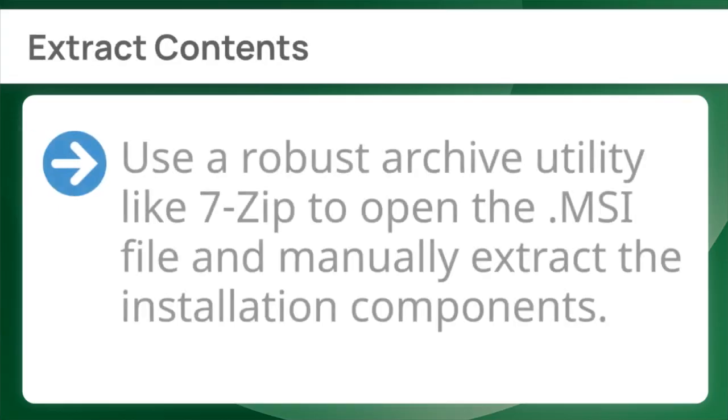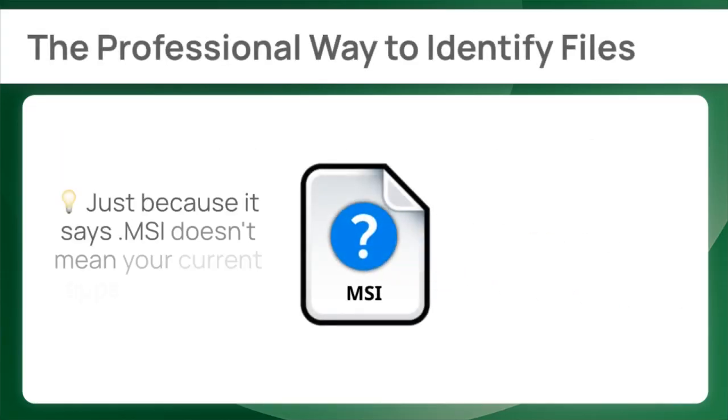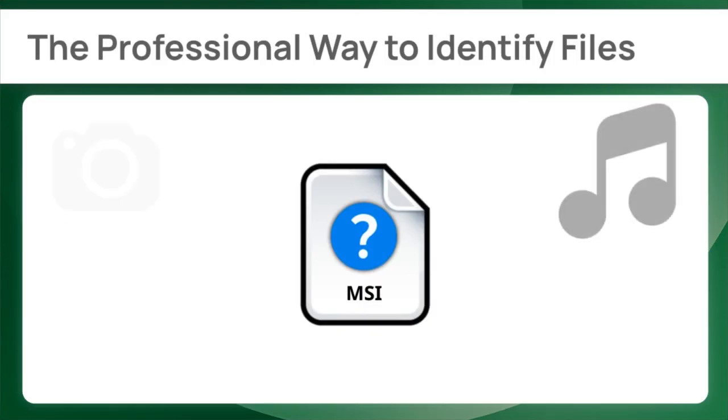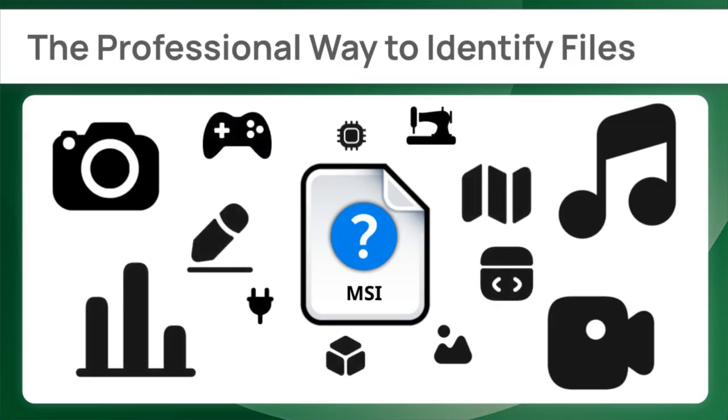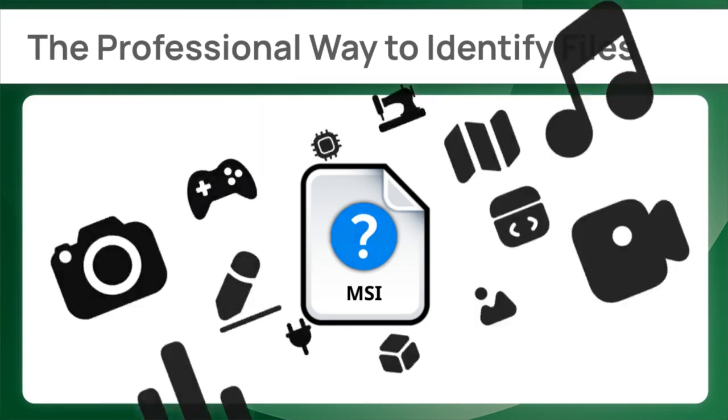Finally, extract contents. Use a robust archive utility like 7-Zip to open the .msi file and manually extract the installation components. Failures with installed programs usually stem from MSI being a duplicate extension used by various unrelated software creators. A helpful next step is to try a utility that attempts to bypass standard file associations by using raw-level data inspection to better identify the file's likely origin.